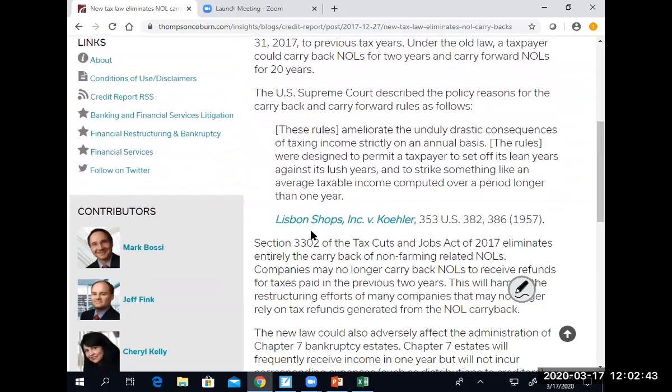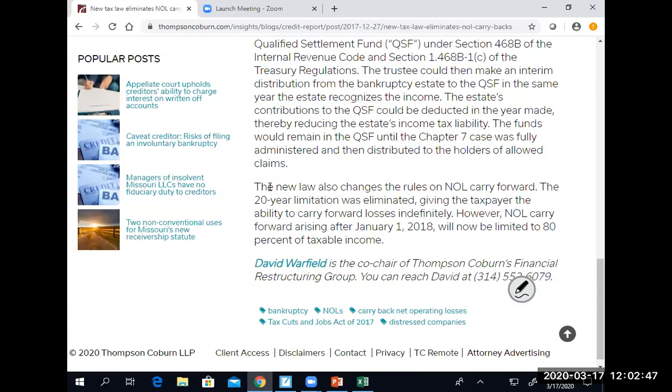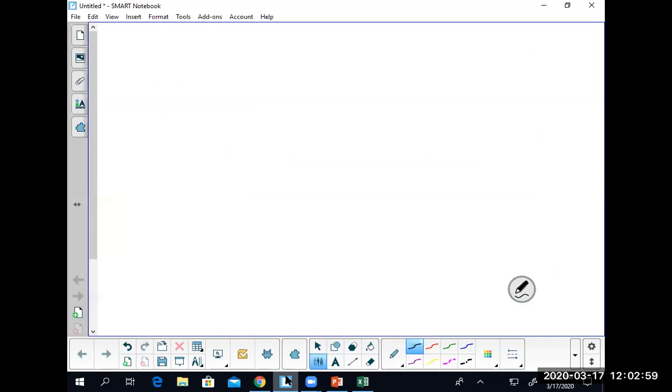We go all the way to the bottom of the page. They describe here as well that the new law also changed the rules on carry forward. The 20-year limitation was eliminated. So in essence, what has happened, and maybe I can write here on this notepad, try that. Here we go.